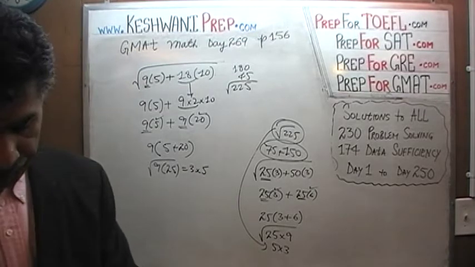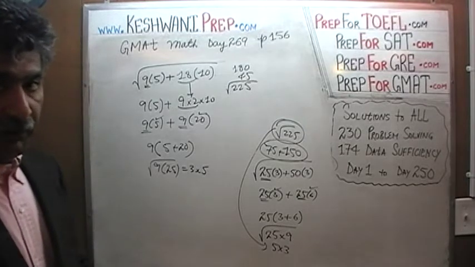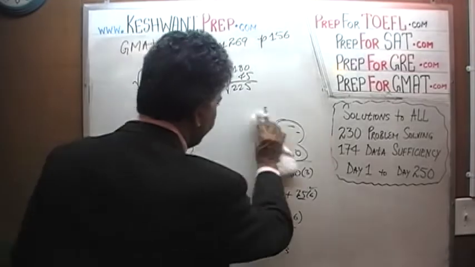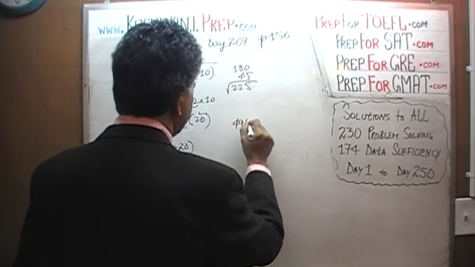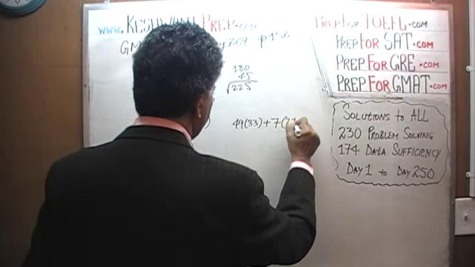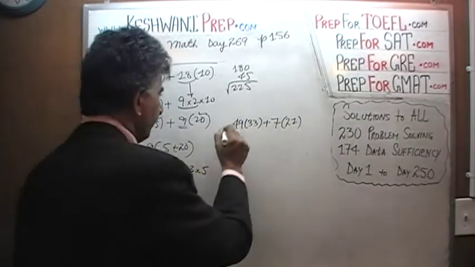Let's do one more, shall we? We'll do probably 2 or 3 more. And this time I do want you to pause the video and do it yourself, okay? Because this is going to get a little bit more challenging. Let's do it here. 49 times 33 plus 7 times 21. See what you can do. Square root of this quantity.